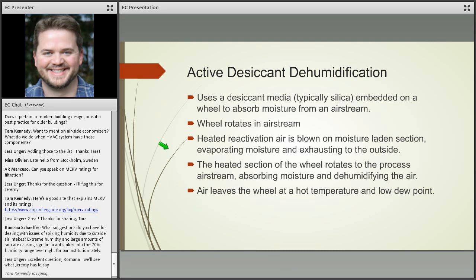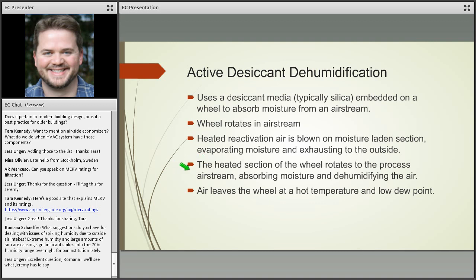So in that process, we have the heated reactivation air that blows on that moisture-laden section. It evaporates the moisture off and exhausts it to the outside, and it leaves that section of the wheel very warm. That heated section of the wheel then rotates back into the air that we need to dehumidify, and allows, remember when we talked about our buckets during the last conversation, that when we talk about heated surfaces or heated air volumes, we can take on greater amounts of moisture. Well, that heated silica is what allows us to then absorb a greater amount of moisture from the airstream.